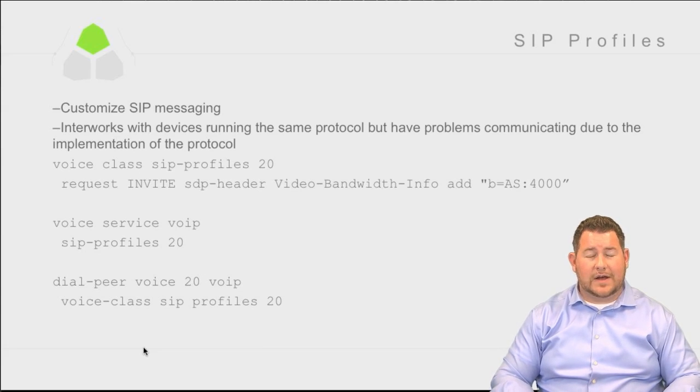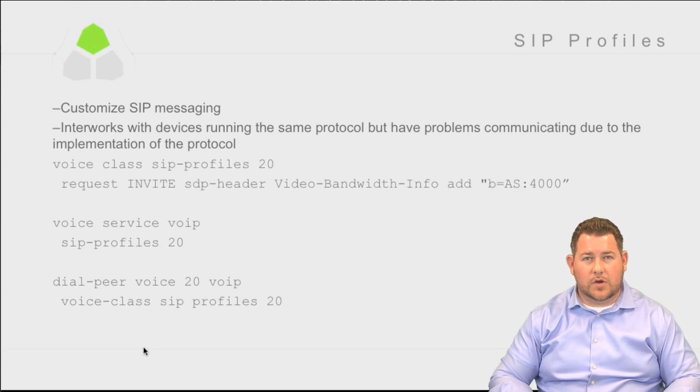So next here, we can apply that globally, or we can also do that under a dial peer. So we can do SIP profiles 20 under the global configuration, but that means now that every single piece of communication that goes out of this CUBE, as long as it's a piece of SIP communication, is going to have this added to any SDP header of an invite that's sent out. So be careful with that one. Make sure that that's really what you want to do.